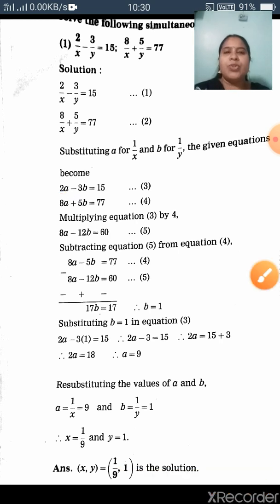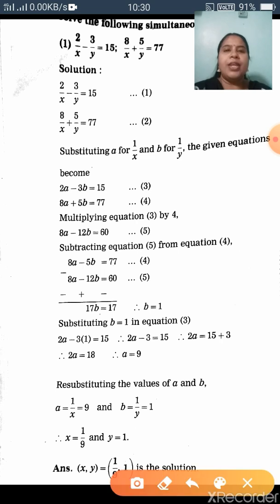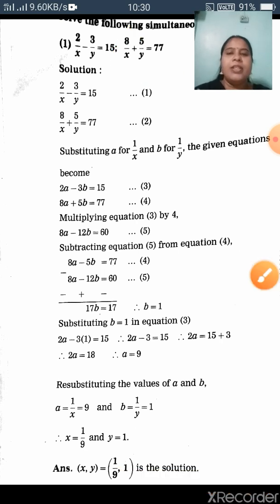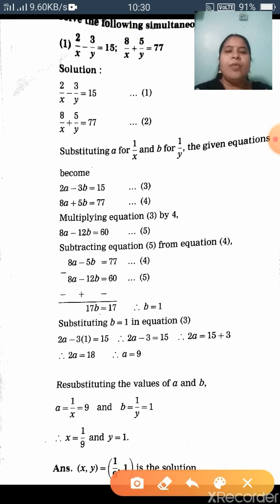Exactly the same substitution you have to give to the next equation also. Now in this, it is 8 into 1 upon x, and 1 upon x is nothing but a. So this term will become 8a. Similarly, 5 upon y is nothing but 5 into 1 upon y, so this will become b. So it is 8a plus 5b is equal to 77. This is equation number 4.